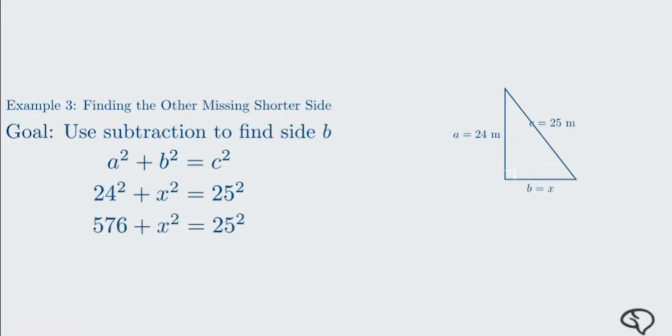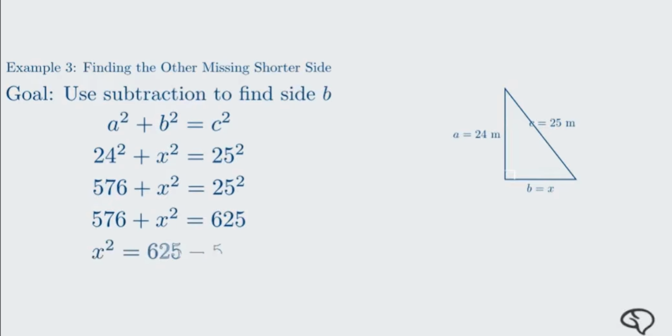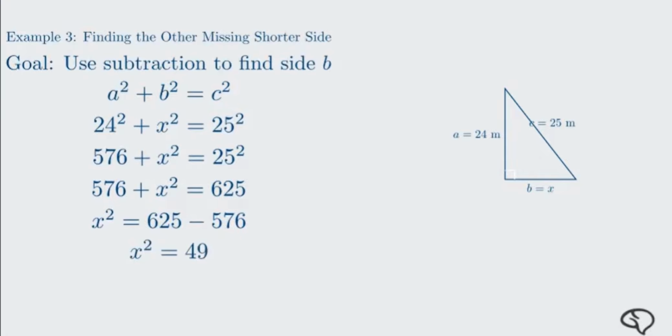Let's find the squares of our numbers. 24 squared, which is 24 times 24, equals 576. Next, 25 squared, or 25 times 25, equals 625. To isolate x squared, we need to remove the 576. We do this by subtracting 576 from both sides of the equation. When we subtract 576 from 625, we are left with 49.